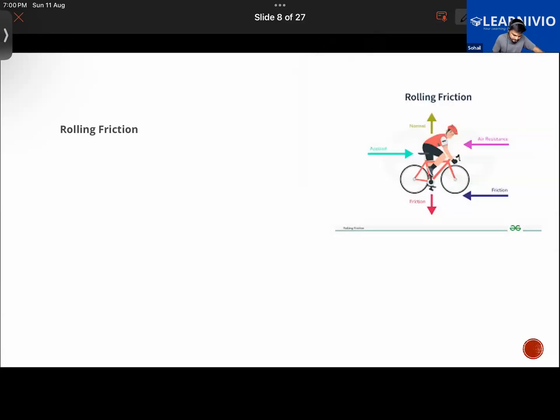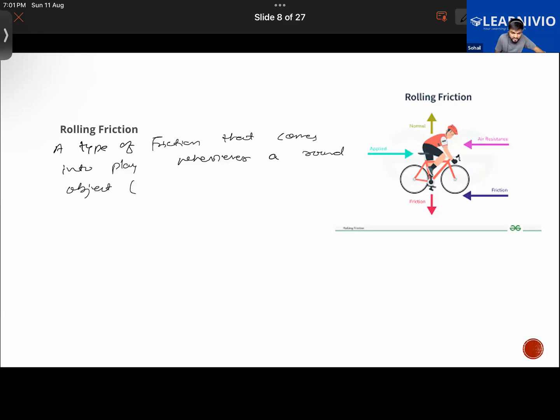So it's a type of friction that comes into play whenever a round object, like a wheel or ball, or any other object like a cylinder, rolls freely over a given surface. Got this so far?